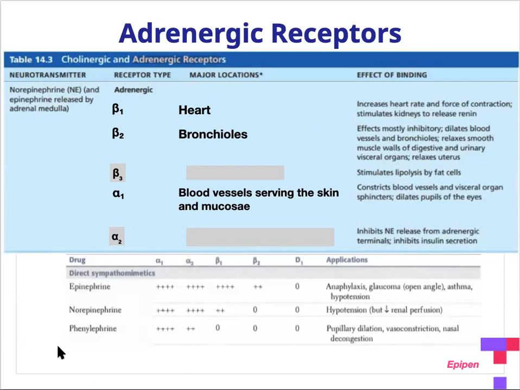And this lower part of the table shows that epinephrine and norepinephrine have different binding affinity to each of these subtypes. I don't need you to know which one it has higher affinity for, but know that generally both will bind to alpha and beta receptors.